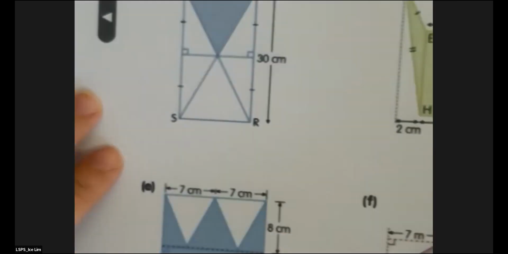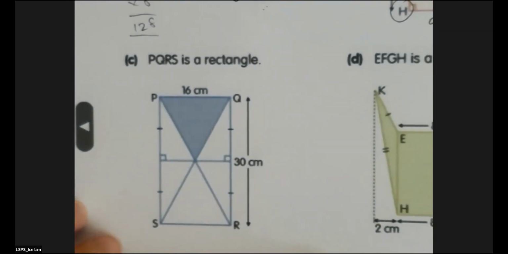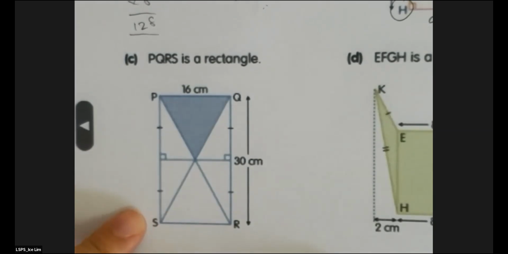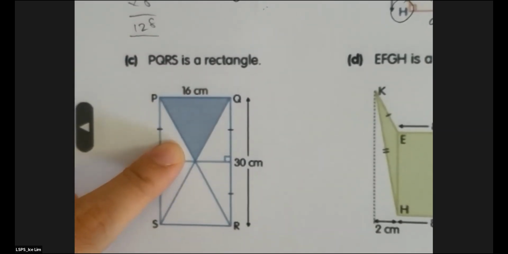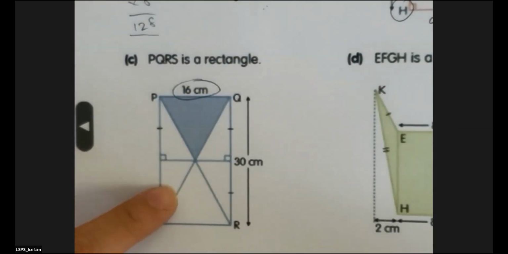Okay, moving on. C. PQRS is a rectangle. I'm finding this shaded part. Do you think I can find measurements directly? Yes, very good. The base is here. This is the base of the triangle. What's the height?